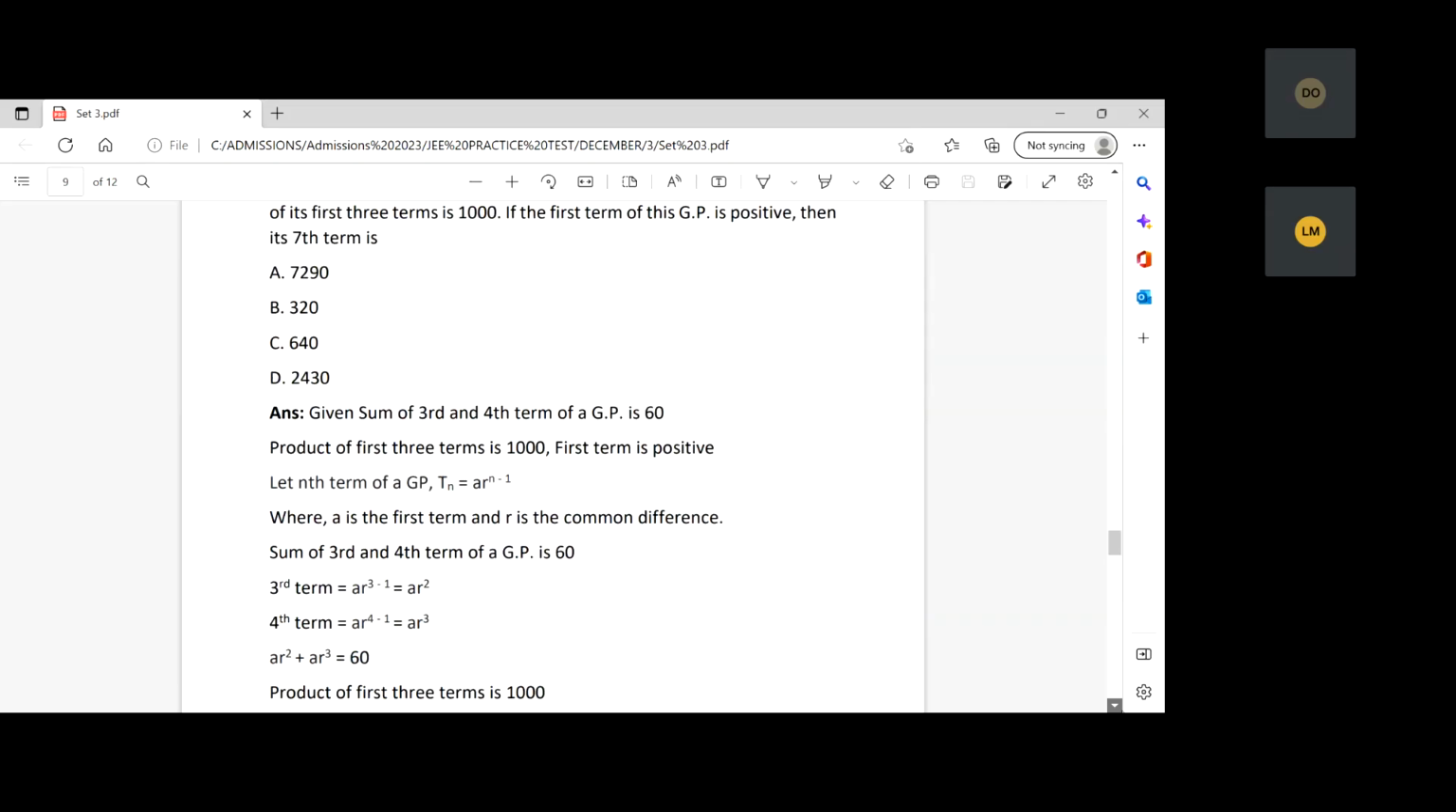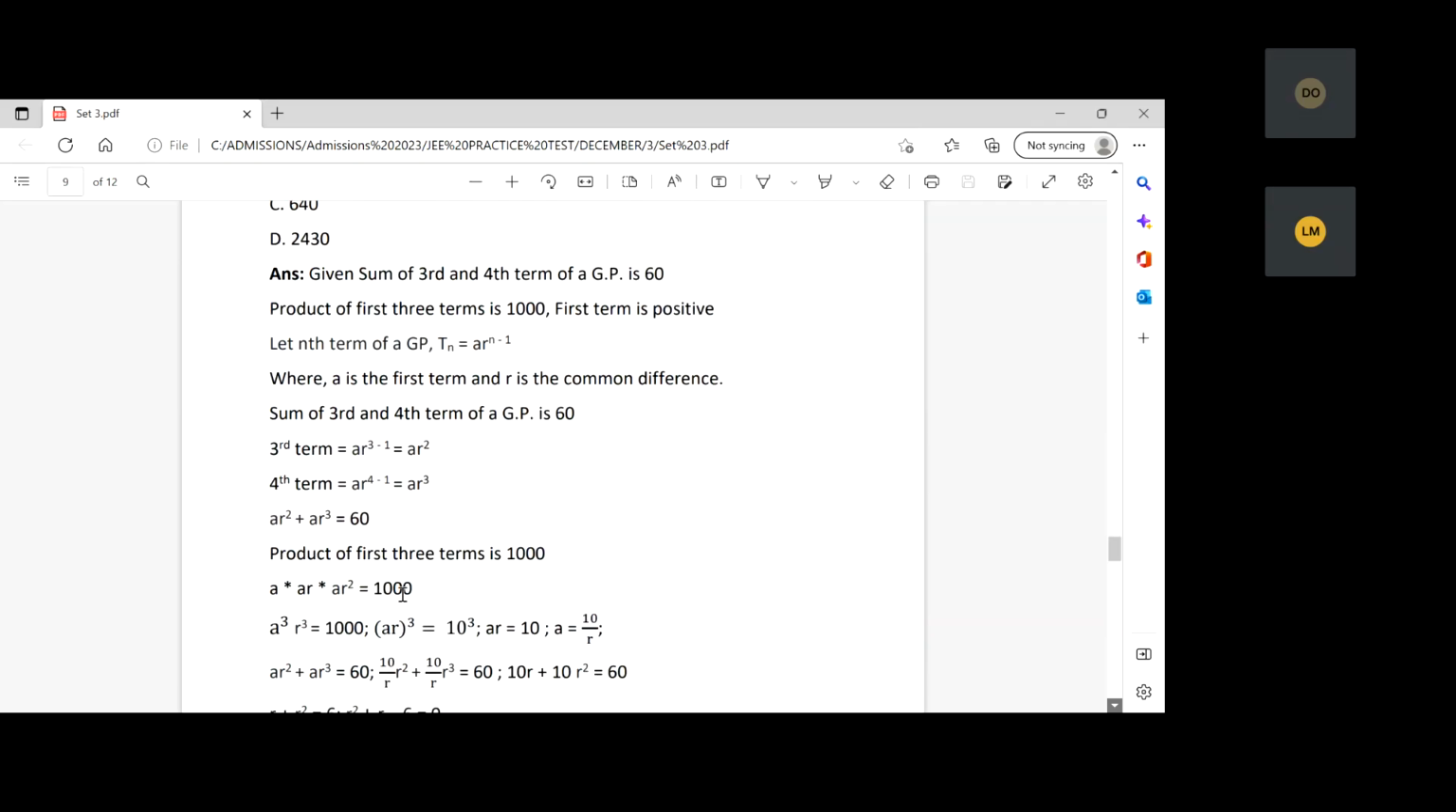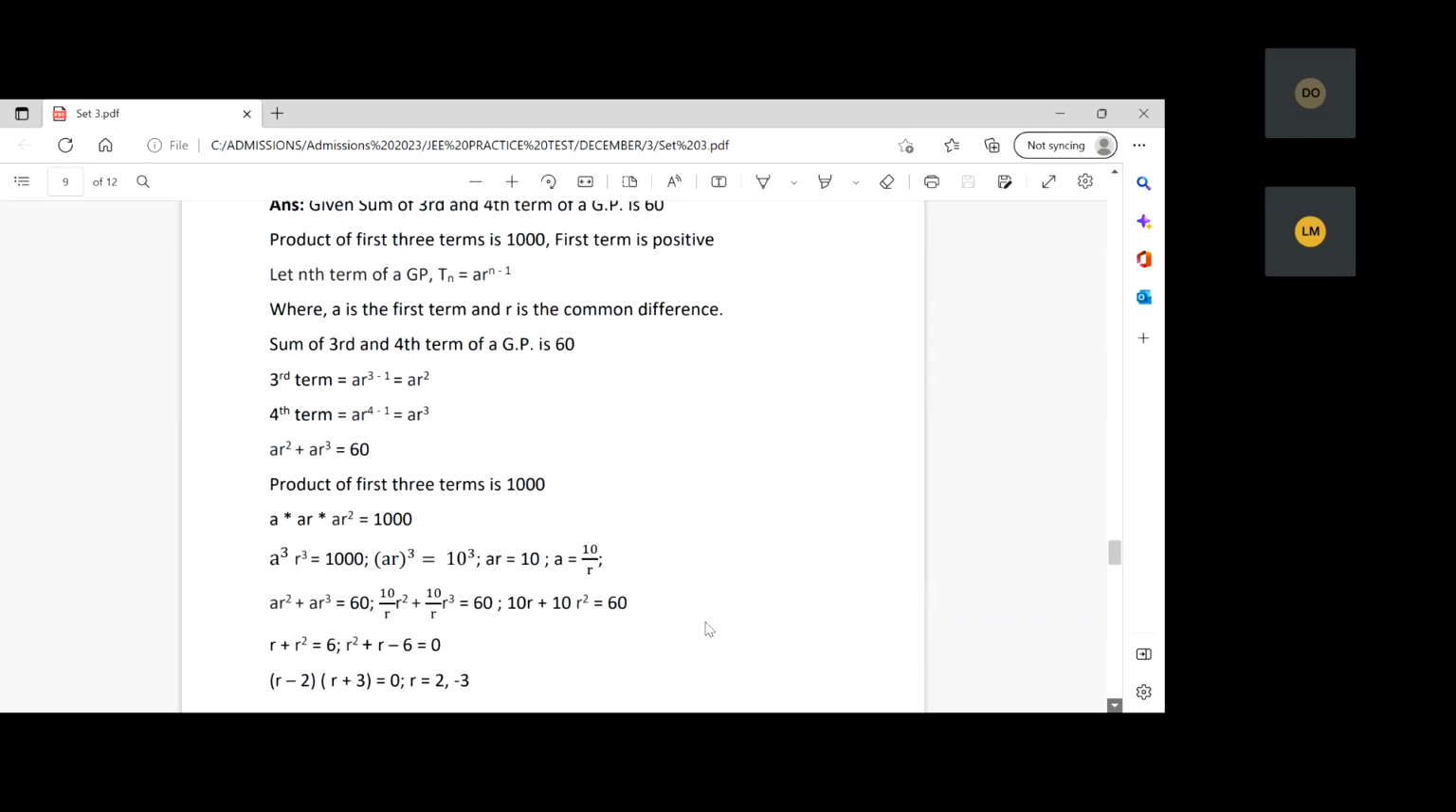So what about the third and the fourth term? AR square and AR cube. So their sum is 60. What about the product? It will be A into AR into AR square, so this will be 1000. So this will be A cube R cube. Once you solve these two, you can get the values of R and A. You'll be able to find out the unknown, maybe any value. So solve for R, up to you.